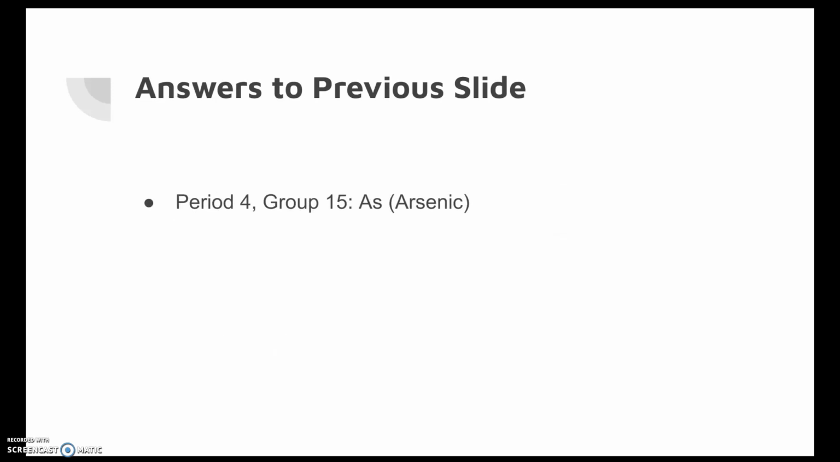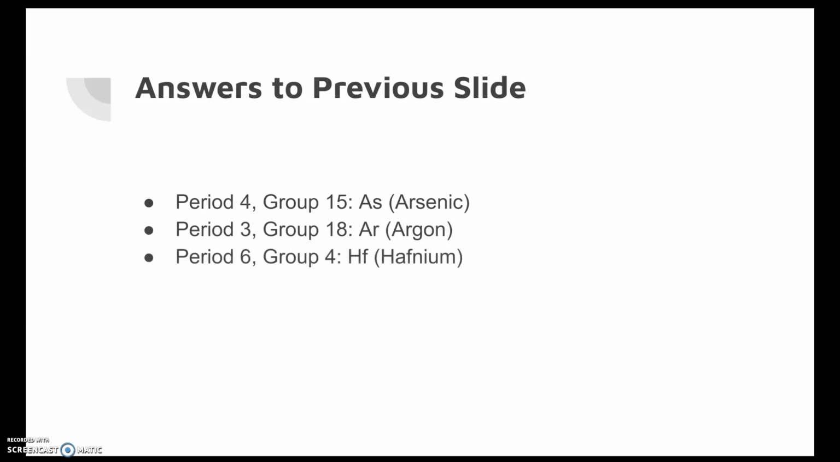So the first one, period 4, group 15, is arsenic, As. The second one, period 3, group 18, is argon, Ar. And the last example, period 6, group 4, is hafnium, Hf.